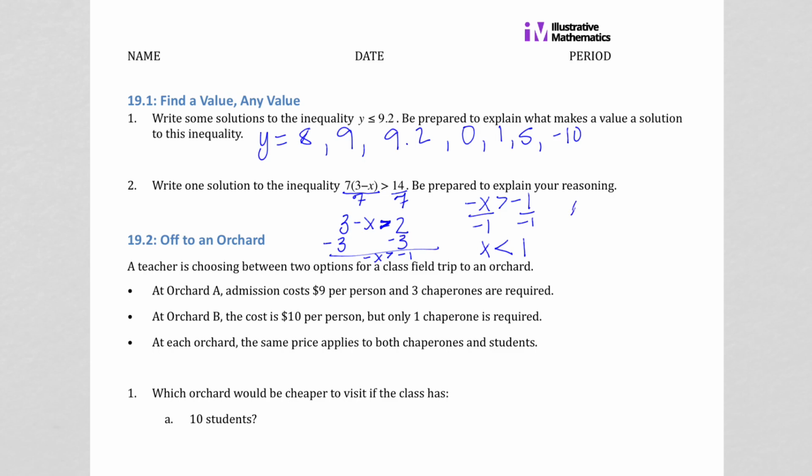So x actually needs to be less than 1. So if x equals 0 or negative 3, it'll work. So if we have 7 times 3 minus negative 3 is greater than 14. Remember that you have to change this to be a plus 3 because you have 2 negatives there. So we will get 7 times 6 is greater than 14. I know that's going to be greater than 14 because 7 times 2 is 14. But 7 times 6 is 42. So that made a true inequality.